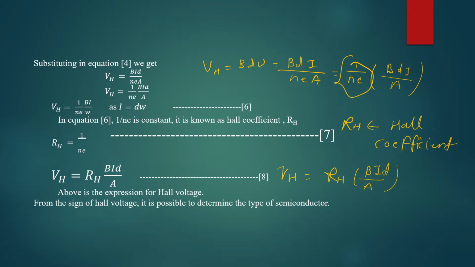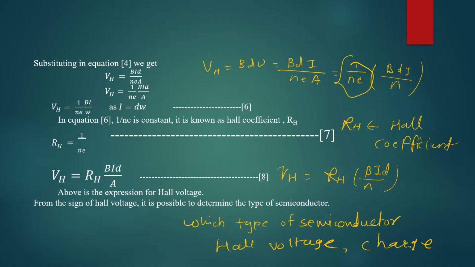2 marks question and 10 mark question, both the questions will be now here. If you want to add one more question, that is what are the applications of the Hall voltage. From the Hall voltage value, we know which type of semiconductor it is, we are confirming the type of semiconductor from this equation, or we are finding the charge carrier from this equation. These are the applications of Hall voltage.